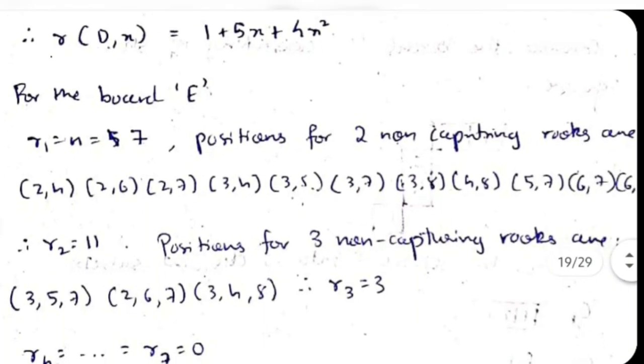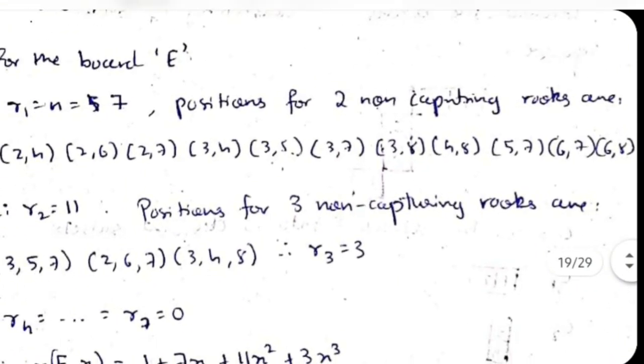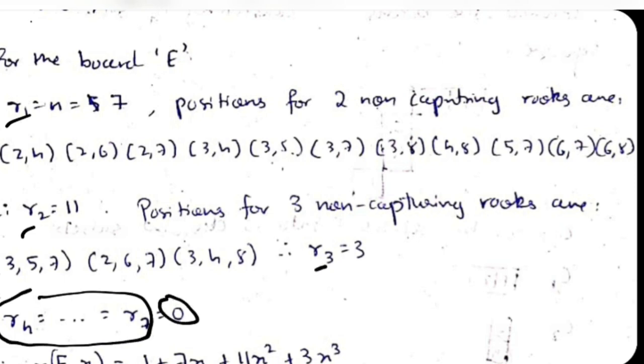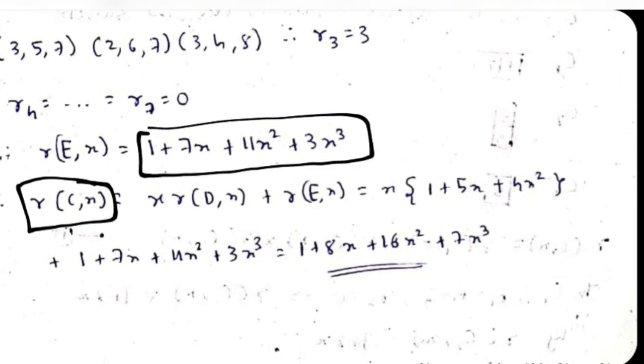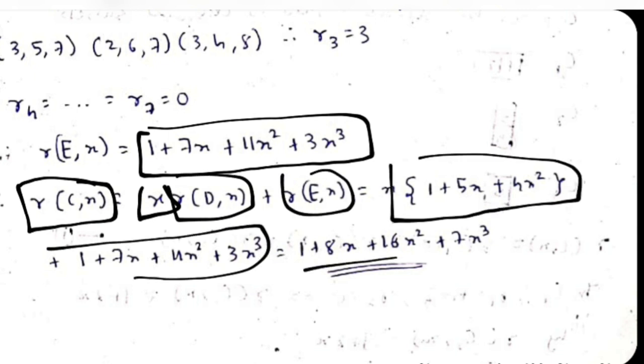Then for the board E also it is the same thing. We will find out R1, R2, then R3, then R4, till R7 it's 0. Then we will find Re of x. The way we merge is x into Rd of x plus Re of x. So we will get the final answer here after the expansion.